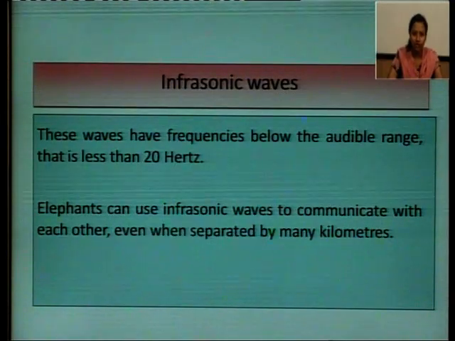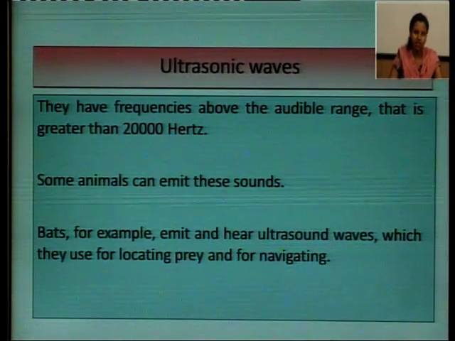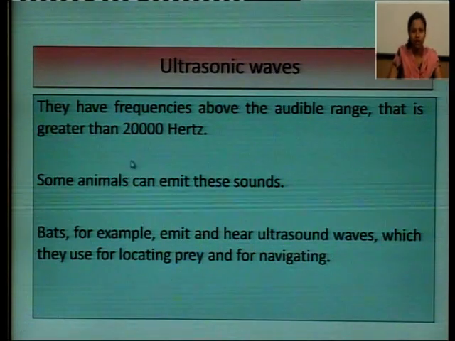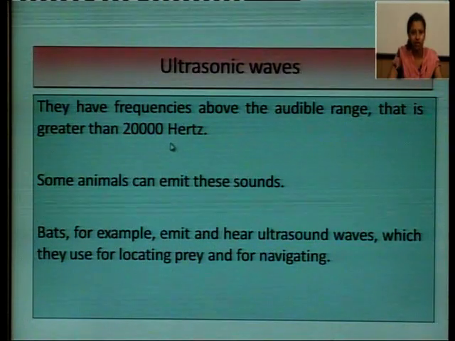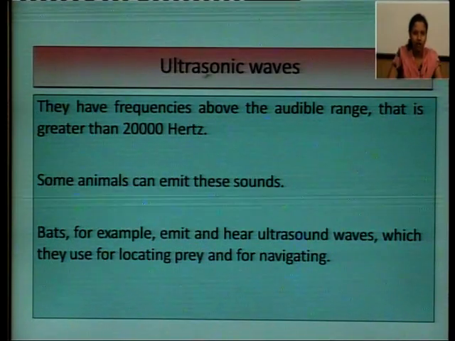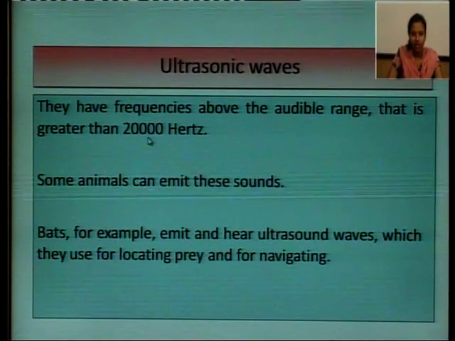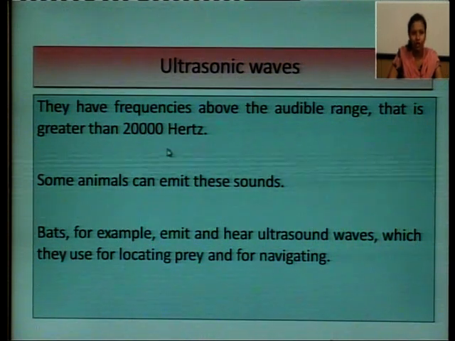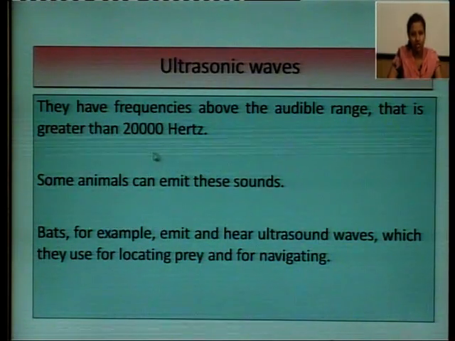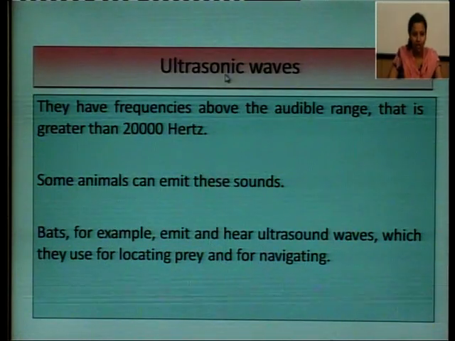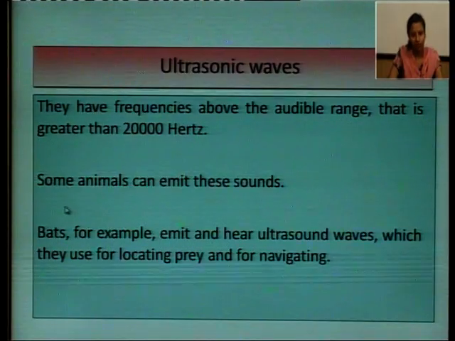So, the last division is ultrasonic waves, which is the main topic of my lecture. If the sound waves have frequency greater than 20,000 Hz, they are above the audible range and they are called ultrasonic waves. If the frequency of a wave is greater than 20,000 Hz, beyond the audible range, these types of waves are called ultrasonic waves.